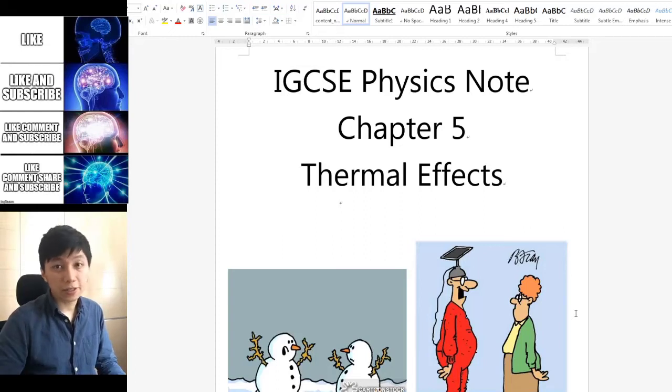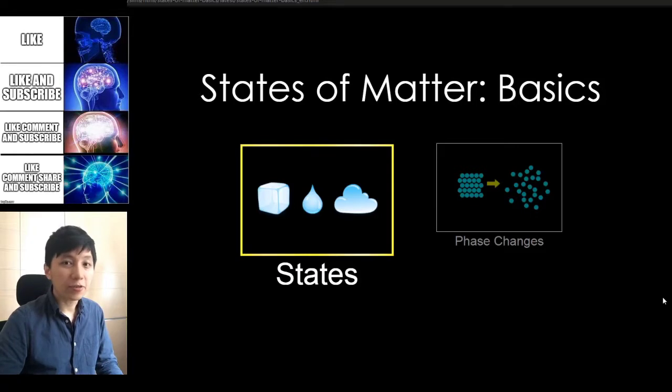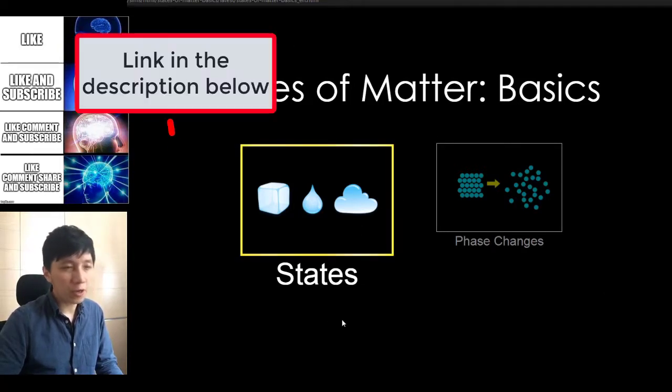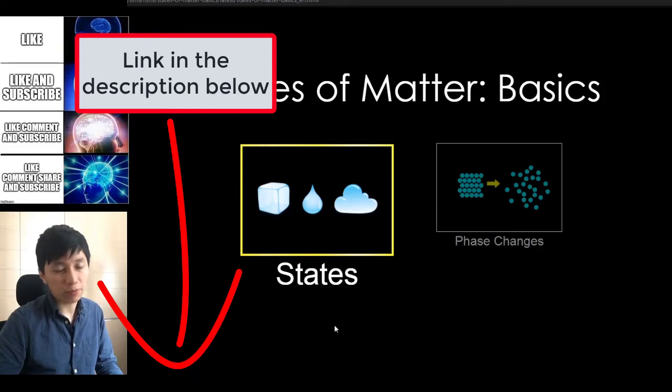Hi, we'll be starting a new chapter called Thermal Effect. In junior secondary, I'm sure you have learned how to use particle theory, or we call kinetic theory, to explain the state of matter: solid, liquid, and gas. And so here is a simulation for you to explore. I'll put the link in the description below. So go and check it out now.